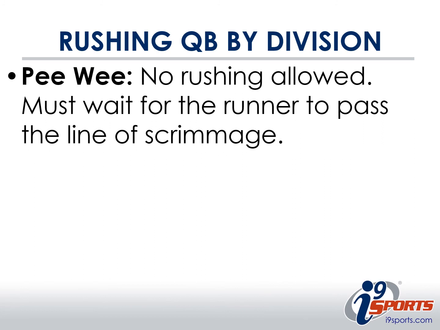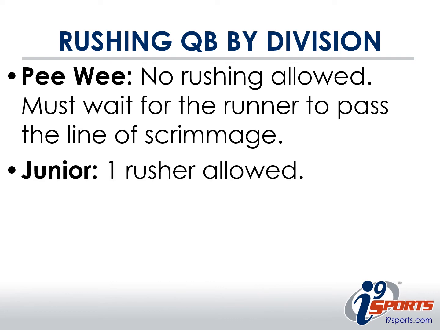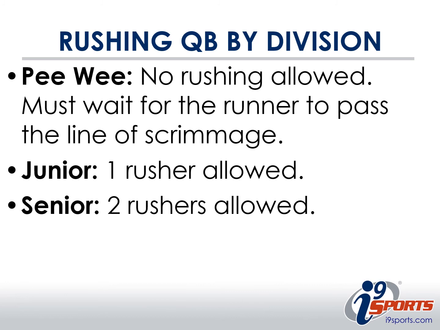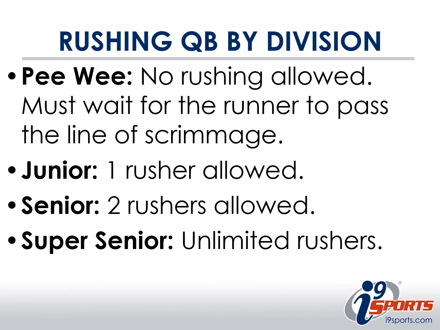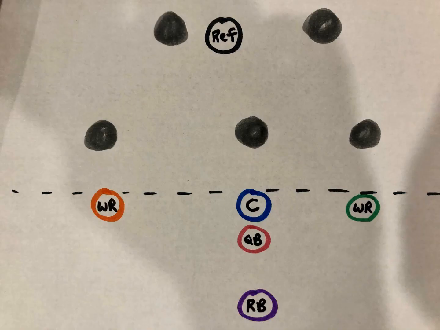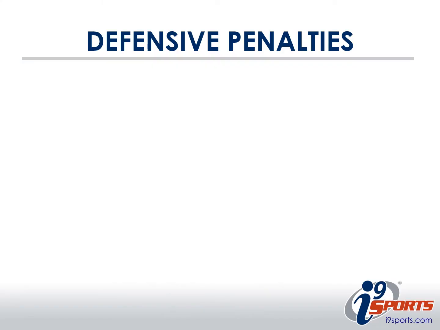So the differences with these divisions, so peewees, no rushing is allowed. They got to wait for the runner to pass the line of scrimmage. For juniors, you can have 1 rusher, seniors 2, and super seniors, you can have an unlimited amount.